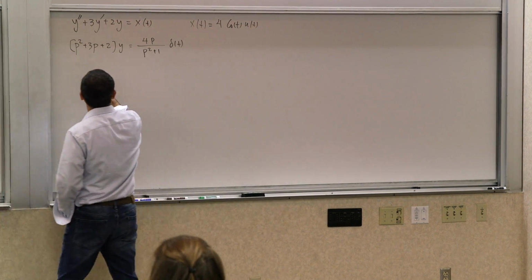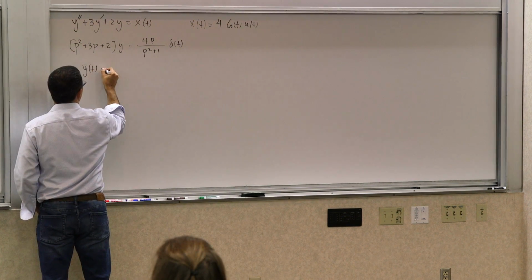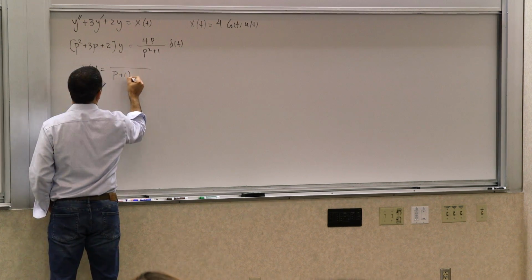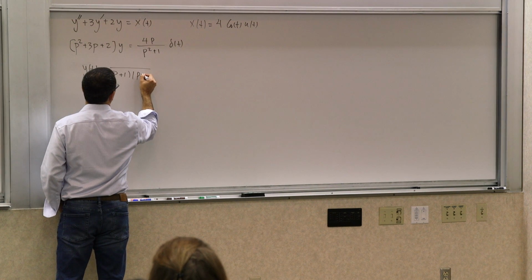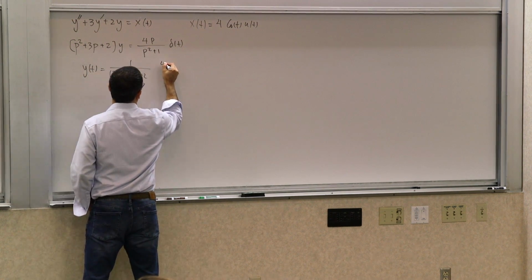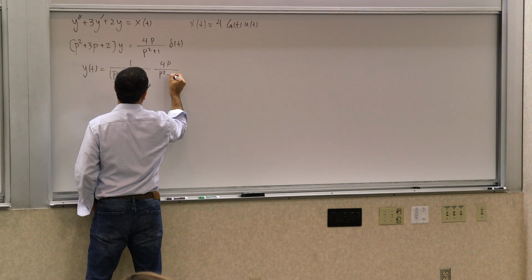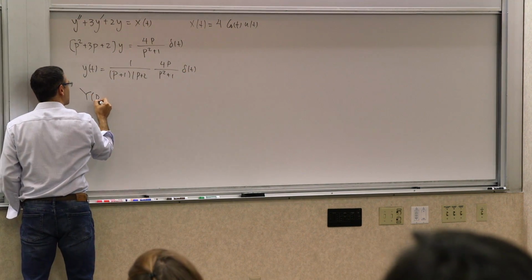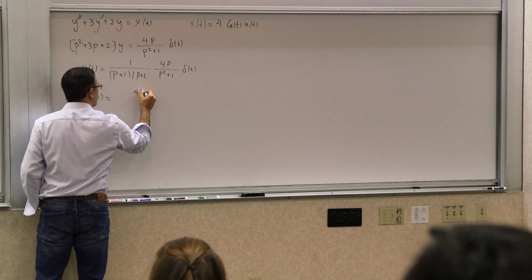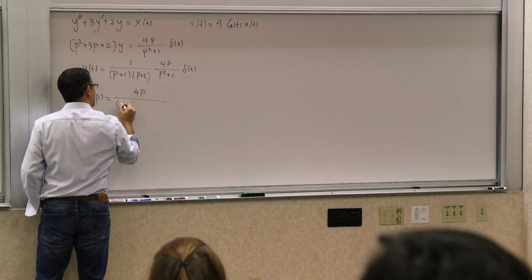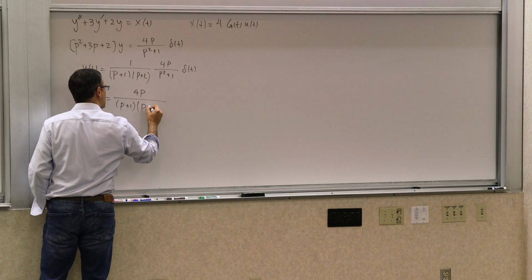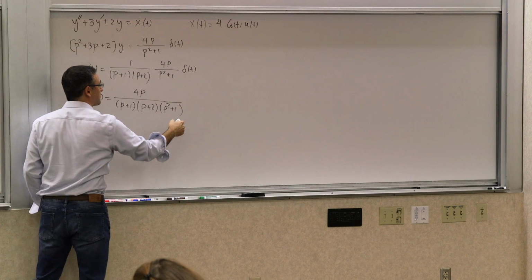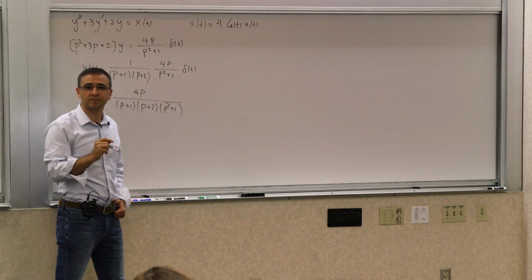So I can write y of t as the inverse operator, which is basically p plus 1, p plus 2, times 4p over p squared plus 1, operating on delta of t. In other words, y of p is 4p over p plus 1 times p plus 2 times p squared plus 1, which you can write as p plus j times p minus j.